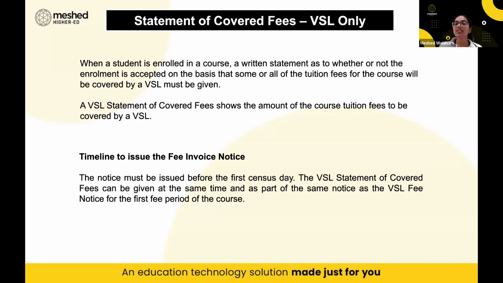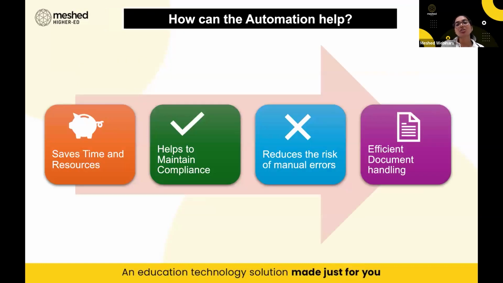Now that we've understood what these three documents are and what the timelines to issue these documents are, we can explore the optional solution further to understand how that solution can be of help. So how can the automation help in this case? The first thing it does is obviously saving time and resources.